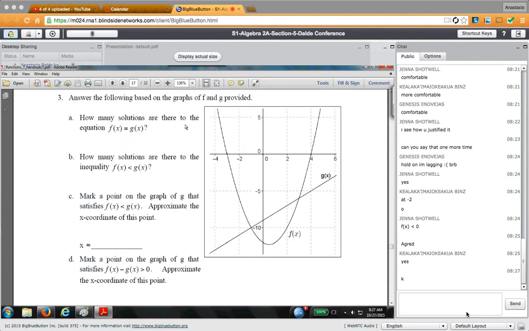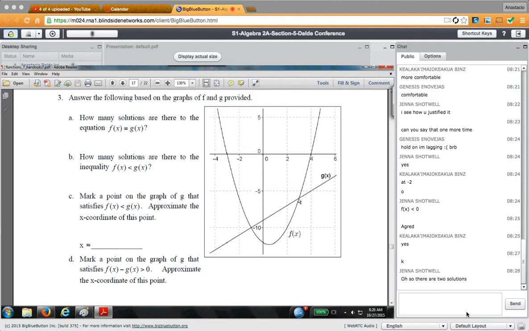How many solutions are there to the equation f of x is equal to g of x? When does f of x equal g of x? I'll show it to you. It's right here and right here. At those 2 points, the x values will be the same and the y values will be subsequently the same. So there are only 2 solutions.